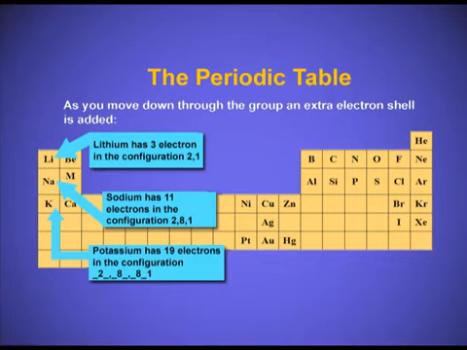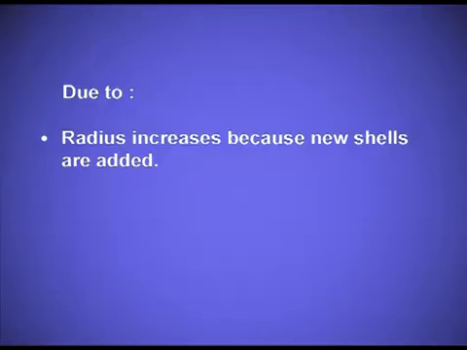The electronic distribution 2, 8, 8, 1. The introduction of the fourth shell. The increase in the number of the shells is responsible for the increase in the atomic radii. The radius increases because the new shells are added.